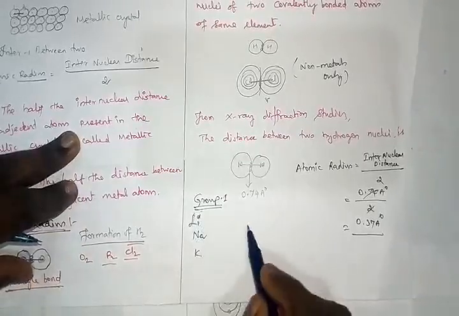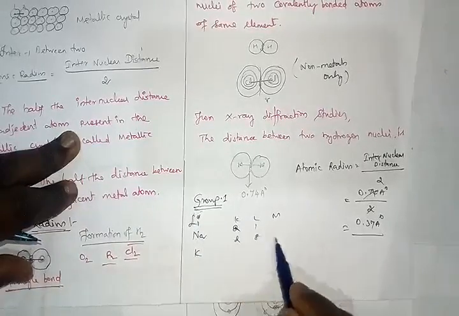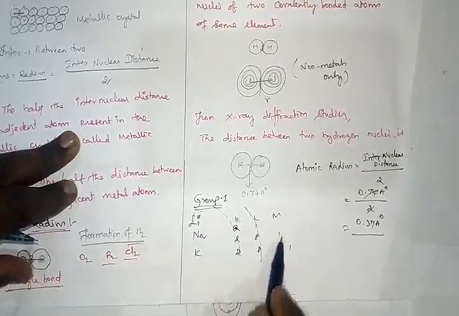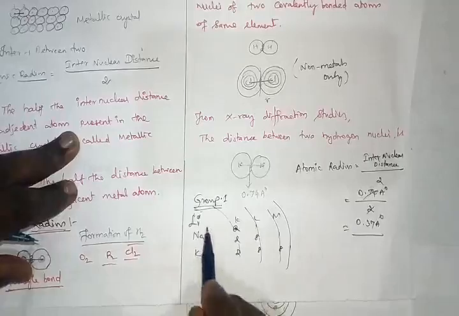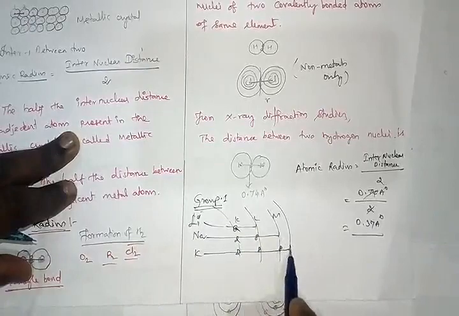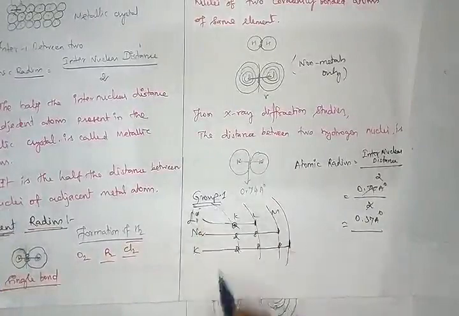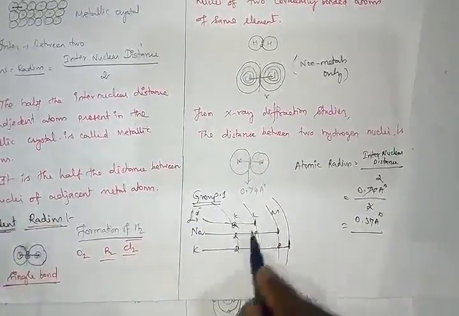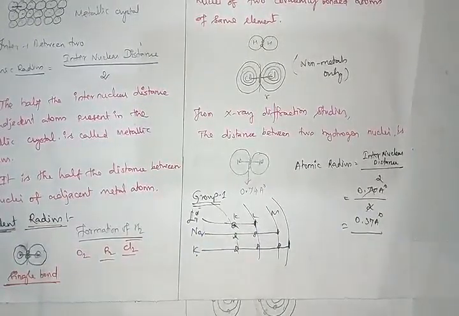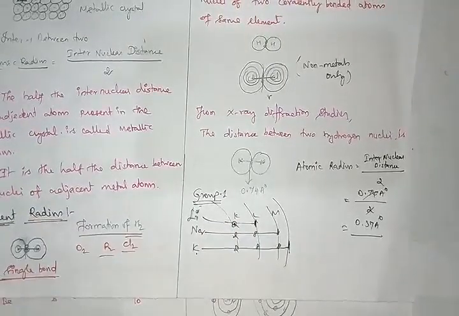So lithium, KLM, so 2, 1 for lithium, 2, 8, 1 for sodium, 2, 8, 8, 1 for potassium. So if you draw a diagram, the lithium has a short distance, sodium has a long distance, potassium has a very long distance. So when you go down the group, the atomic radius increases. Lithium, sodium, potassium, the size of the atom gets bigger. Understood this?